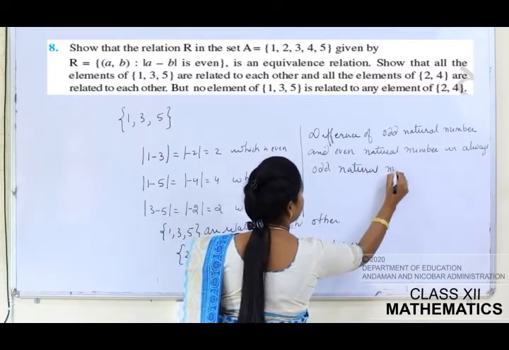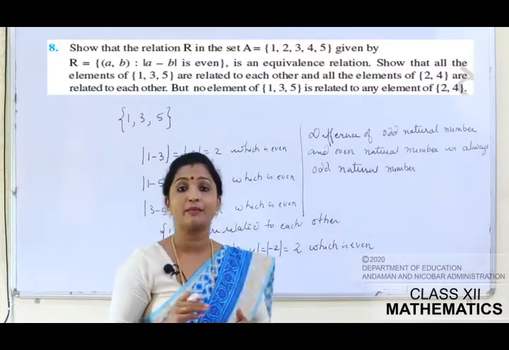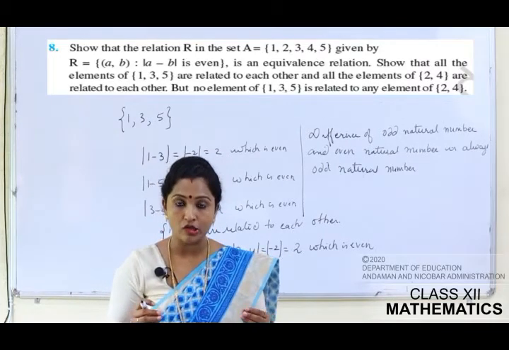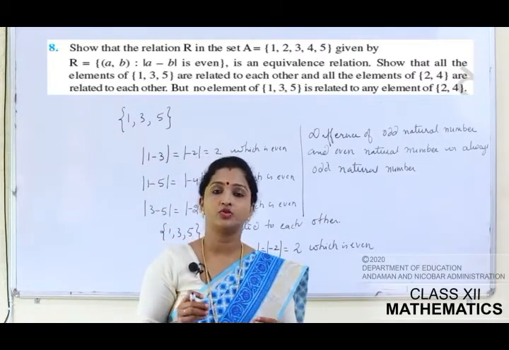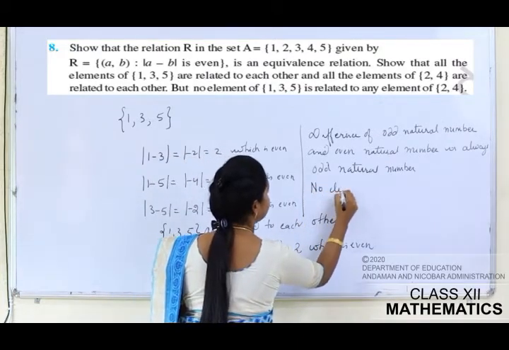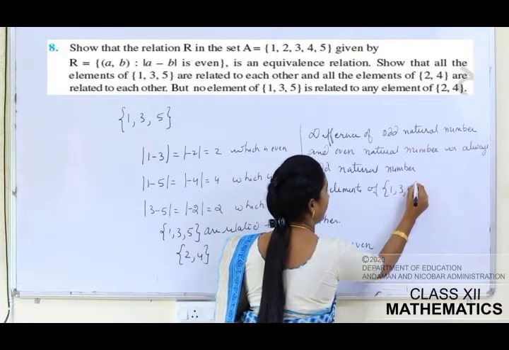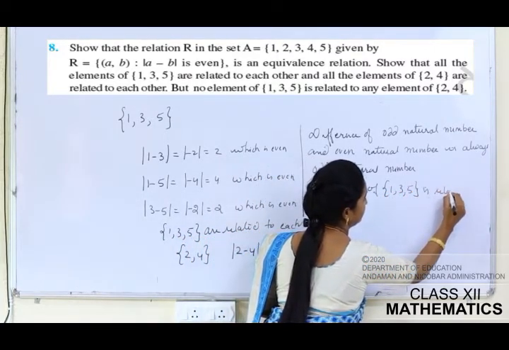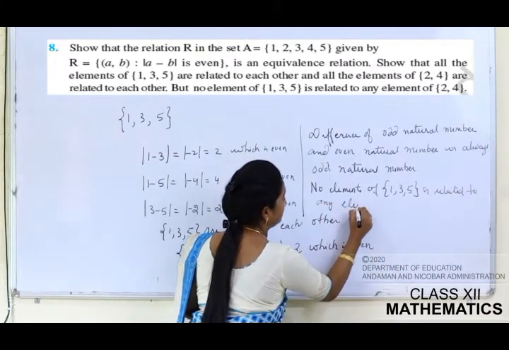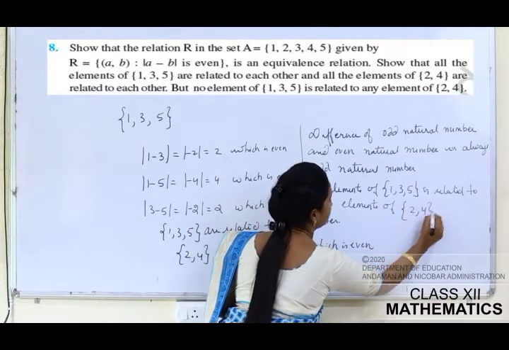When you are getting odd natural number, हमें तो relation में even चाहिए, लेकिन हमें क्या मिला? Odd मिला. That means what? We can say that no elements of 1, 3, 5 is related to any element of 2, 4. So we will write down here, no elements of 1, 3, 5 is related to any elements of 2, 4.